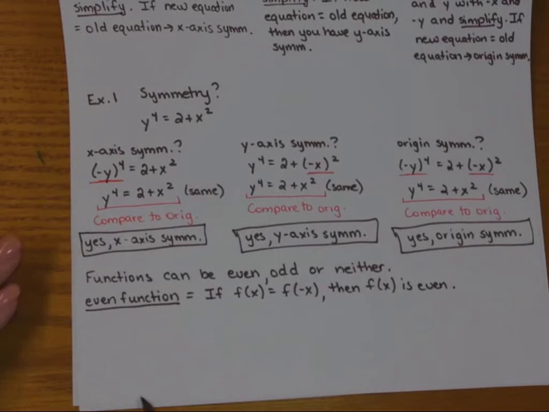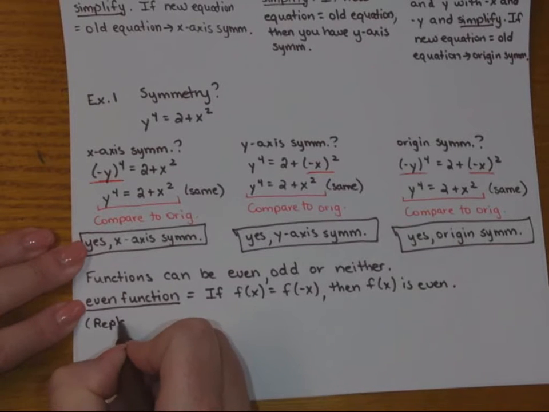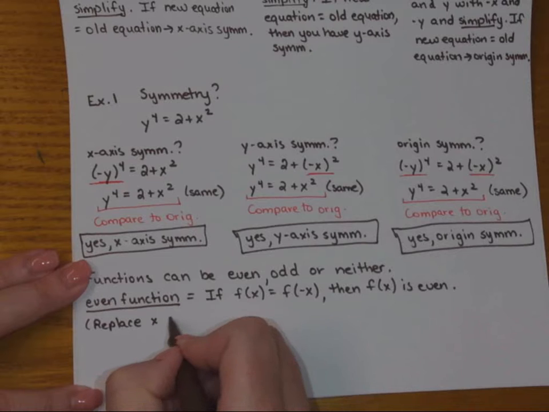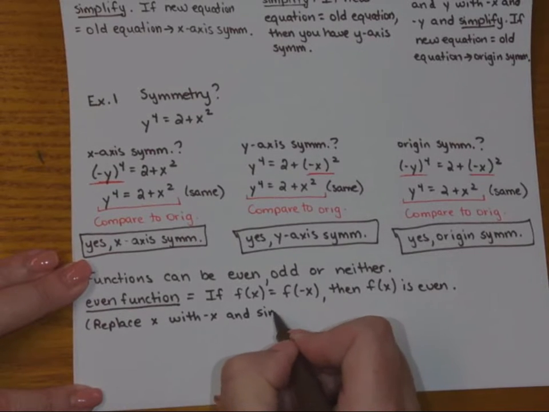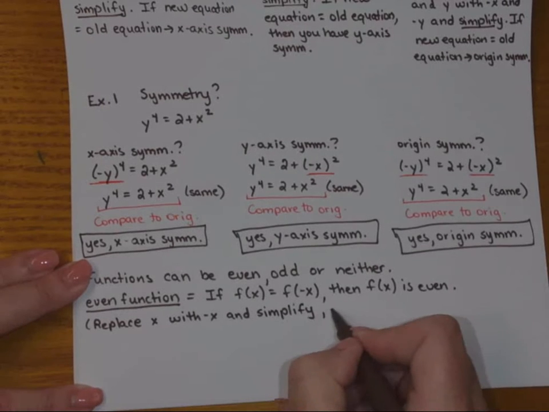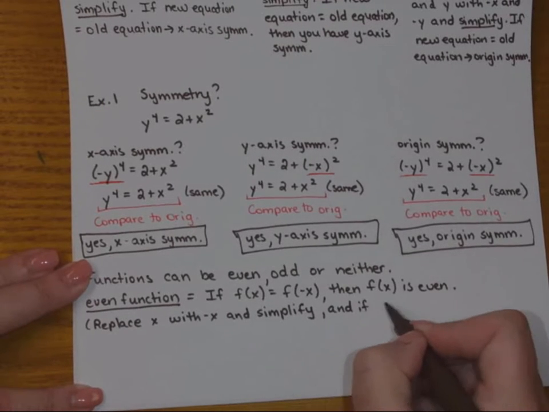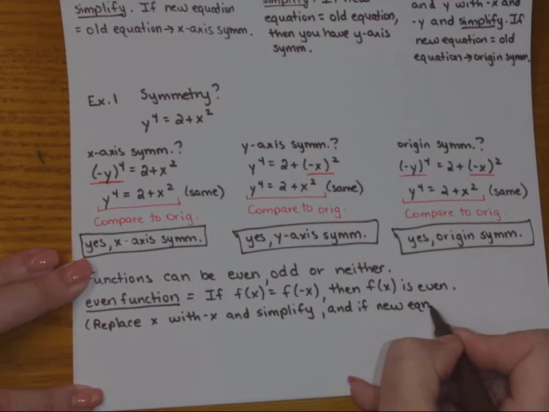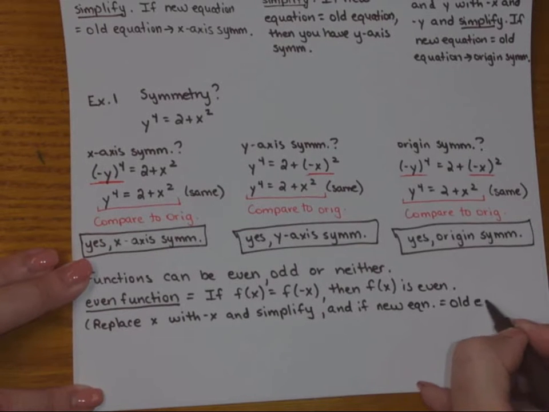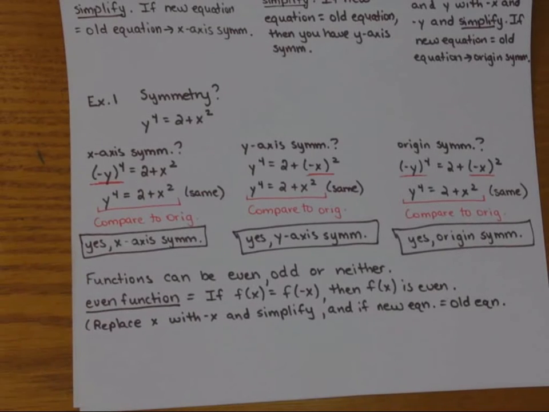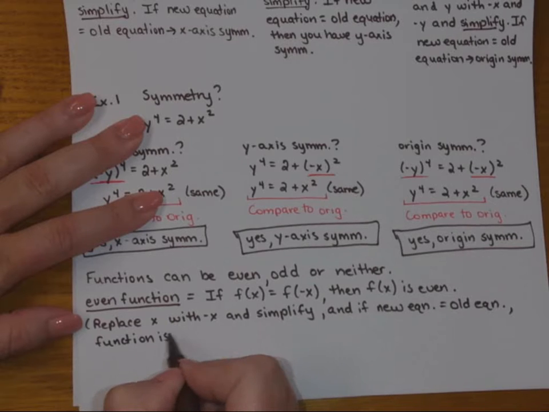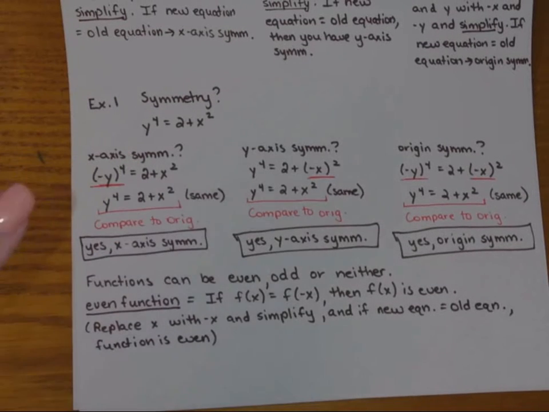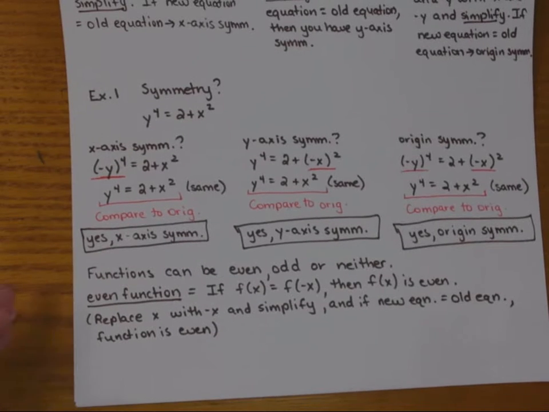Okay, so that's a really short way of describing it, but the everyday language to describe what you'll do is basically you're going to replace x with negative x, and you're going to simplify much like we did for symmetry above. And if the new equation, I'm going to abbreviate equation like that because I'm tired of writing out the term equation, if the new equation equals the old equation, then the function is even. So you're going to find the negative version of the original, and if it ends up being the same as what the original was, then the function's even.